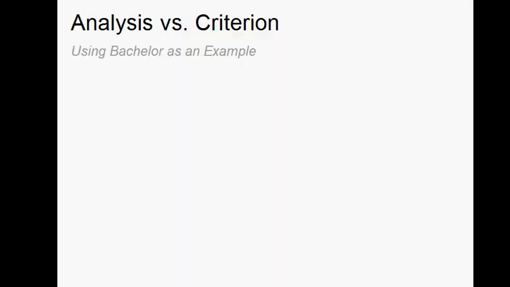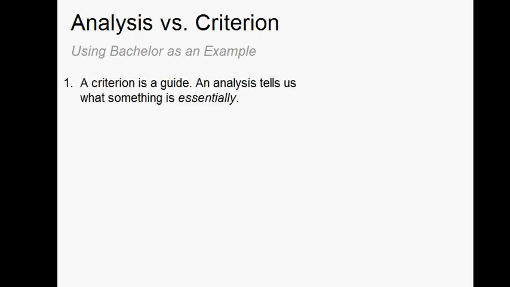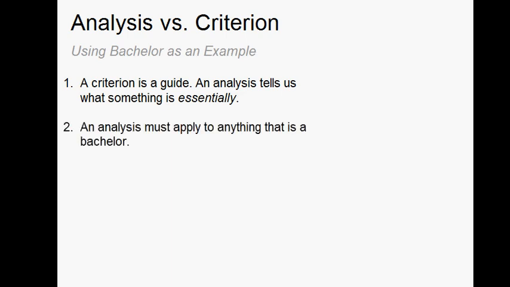Okay, I said that analyses might help us identify criteria, but it's important to distinguish analyses from criteria. So a criterion might be a guide, and an analysis tells us what something is essentially. We'll use bachelor as an example. You might have criteria for helping you identify bachelors, but that could be different from what it is to essentially be a bachelor. For it to be an analysis, it's got to apply to absolutely anything that's a bachelor, if it's an adequate analysis of a bachelor.